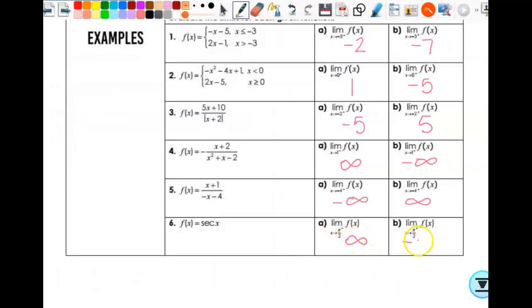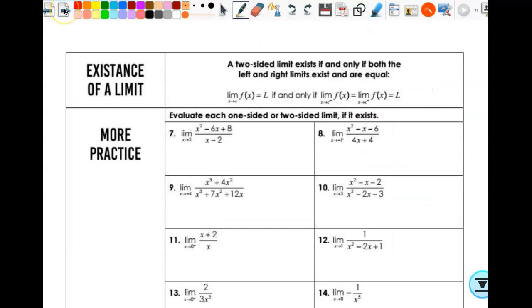Any questions at this point? Good. Okay, so those are one-sided limits. Now we're going to talk about the existence of a limit. A two-sided limit exists if and only if both the left and right side limits exist and are equal. And again, that's basically what we did yesterday. They have to get to the same point coming from both sides. Okay, this is just a little bit more of the terminology.